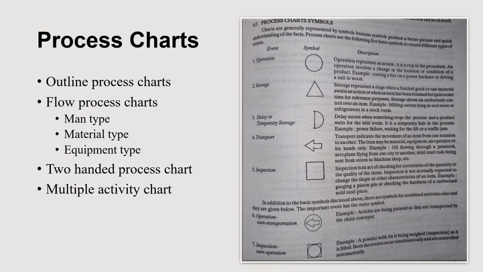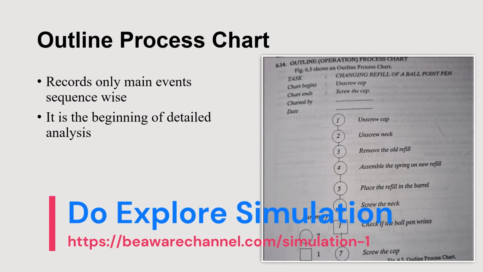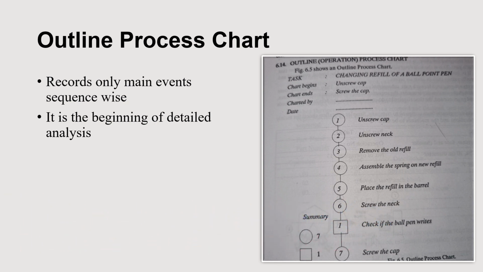The first process chart we are going to look at is the outline process chart. The main purpose of this outline process chart is to record only main events sequence wise, and it is the beginning of the detailed analysis. On the right side in the image, we have an outline process chart for changing a refill of a ballpoint pen.